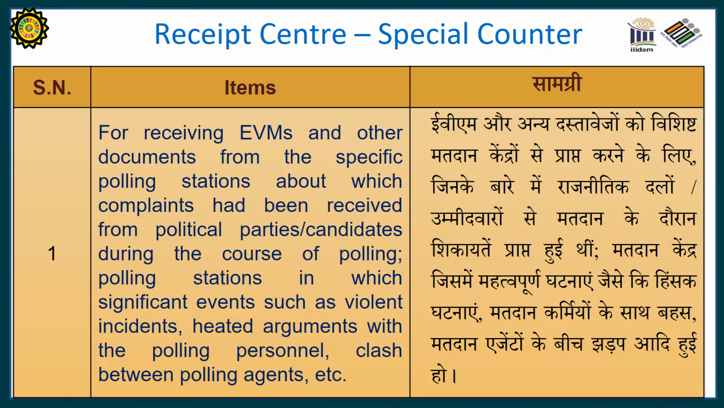There can be a special counter. This special counter will be for receiving EVMs and other documents from the specific polling stations about which complaints had been received from political parties or the candidates during the course of polling, or polling stations in which significant events such as violent incidents, heated arguments with the polling personnel, clash between polling agents, etc. have occurred.